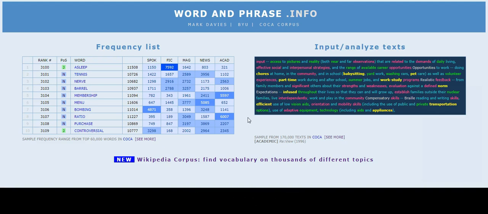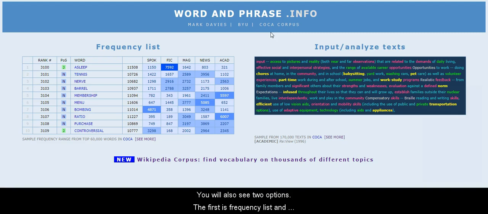in the interface. You can access Word and Phrase by typing www.wordandphrase.info into your browser. On the landing page, you will see the creator's name, Mark Davies, the university that hosts the site, BYU, and the corpus that is used, COCA, or the Corpus of Contemporary American English. A corpus is a large collection of texts that can be searched and analyzed. COCA contains 560 million words and includes academic texts, fiction, news, spoken language, and popular magazines. However, it is important to note that the default setting for Word and Phrase is to display results from 120 million words of academic texts.